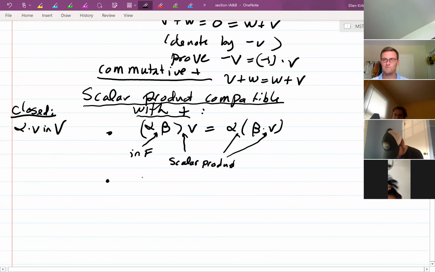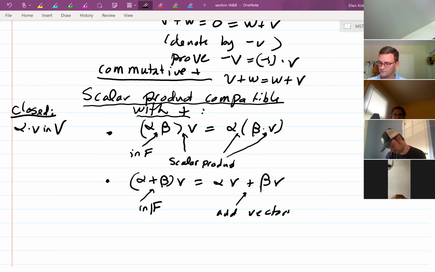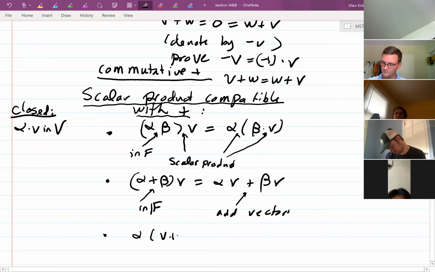And then you want various distributive laws. So if you add, you want this to be like this. And again, these are different additions. This is addition of scalars, so I'm adding those numbers. And over here, I'm adding vectors. So that's what I'm saying. They have to play nice together. They have to be compatible. They're different operations, but they have to have properties we would expect. And then I need this also to be like this.